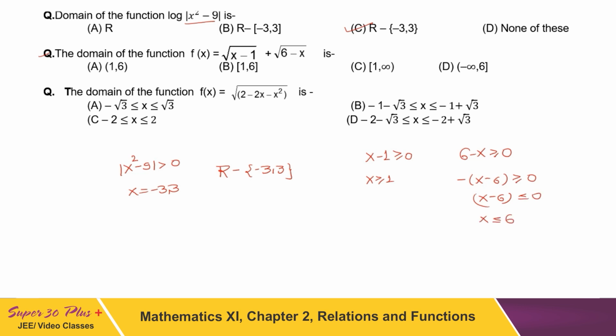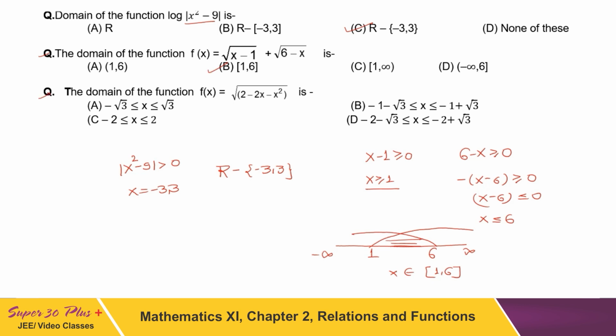What is the common answer? Here your answer will be 1 to infinity. Here your answer will be 6 to minus infinity. Meaning from 1 to infinity, and from 6 to minus infinity. This is the common region. Meaning the domain of f(x) will be x belongs to the closed interval 1 to 6. What is the answer? Option B.